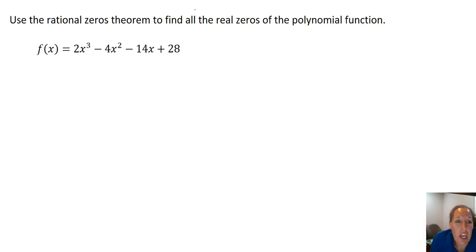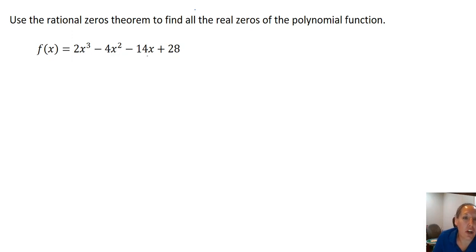Hello. In this video, we're going to take a look at finding the zeros of a polynomial function using the rational zero theorem. The rational zero theorem gives us a way to make some educated guesses on our zeros of our polynomial. And then we can use synthetic division to find and help us factor our polynomial. So our first example, we've got f of x equals 2x cubed minus 4x squared minus 14x plus 28.